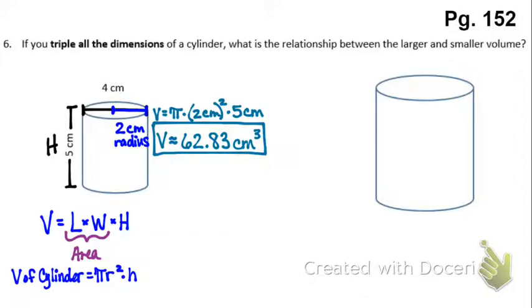What does it tell us we want to do to all of the dimensions? Triple them. So what's my scale? 3. Can we figure out the volume of the bigger cylinder without having to draw in all the new dimensions and do the volume formula all over again? Tell me how to do that. I can find the volume of this cylinder by doing what?